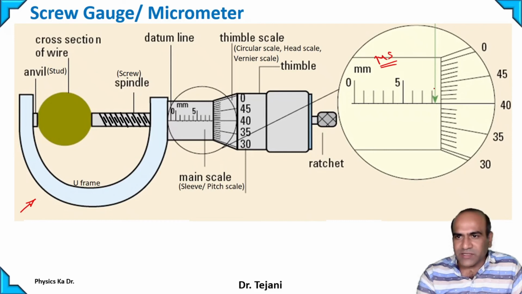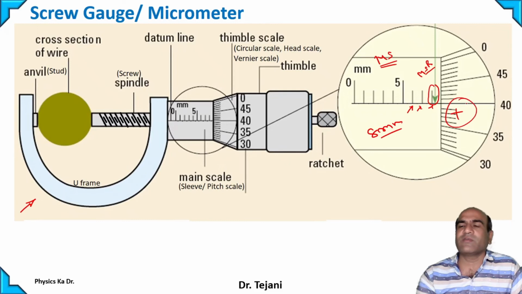The last division which is visible, we just need to see this first. So that becomes the main scale reading. So it is 5 plus 1, 6, 7, 8. So 8 mm plus something from the vernier scale reading. We will see how to read a vernier scale. Just wait for a minute.